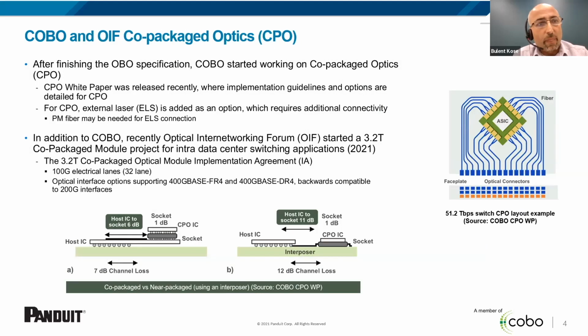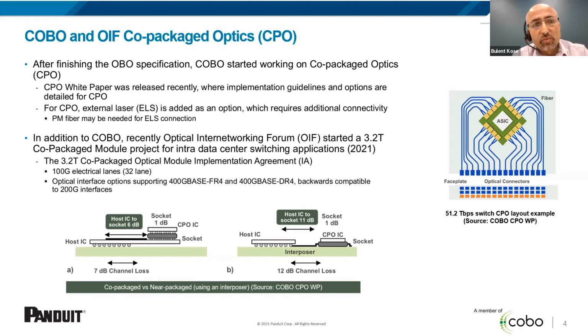So after finishing the OBO specification, COBO started working on co-packaged optics. This was a white paper that they developed, and it was recently published, where they described implementation guidelines and options, detailed options for co-packaged optics. There was also a discussion on external laser, which is an added option, which is also discussed in the Optical Internetworking Forum, the CPO option. So this requires some additional connectivity, and especially it may require a polarization maintaining fiber.